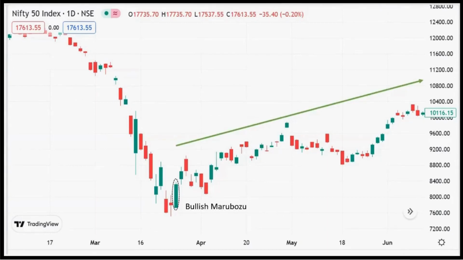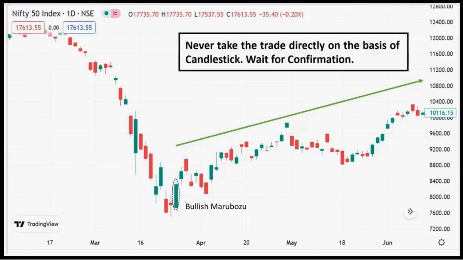And this is one thing amazing about candlestick patterns, and that's why most of the traders, most of the technical analysts prefer analyzing on candlestick charts. And let me just tell you one more thing, this is quite important, so listen carefully. Never take a trade directly on the basis of a candlestick. You must wait for confirmation of that candlestick pattern.